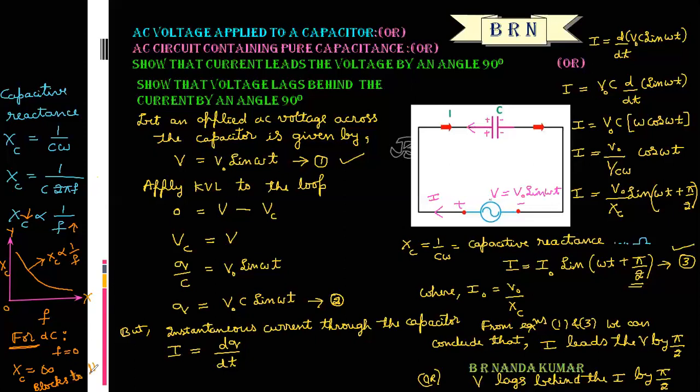Capacitor blocks the flow of what? DC. Capacitor allows only AC. The capacitor offers infinite opposition to the flow of DC. That means the capacitor blocks the flow of DC, but it allows only AC.